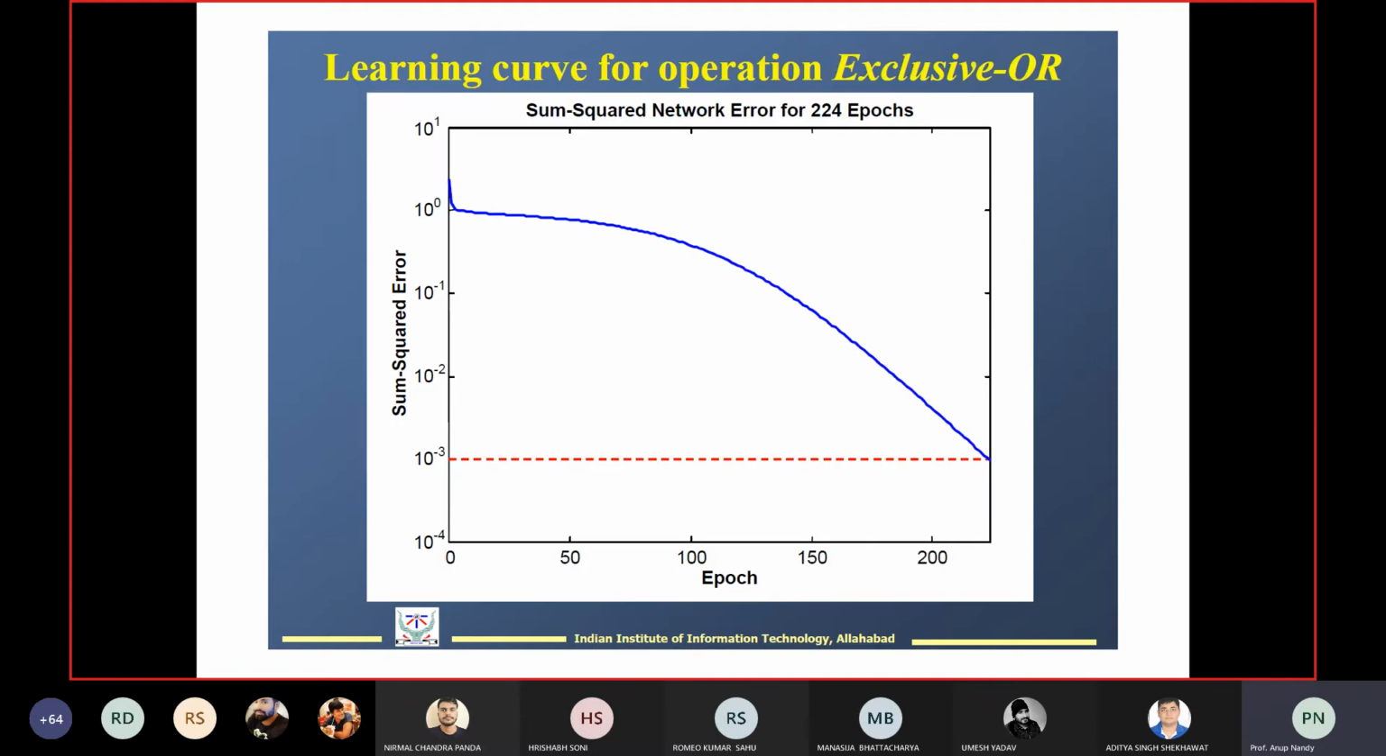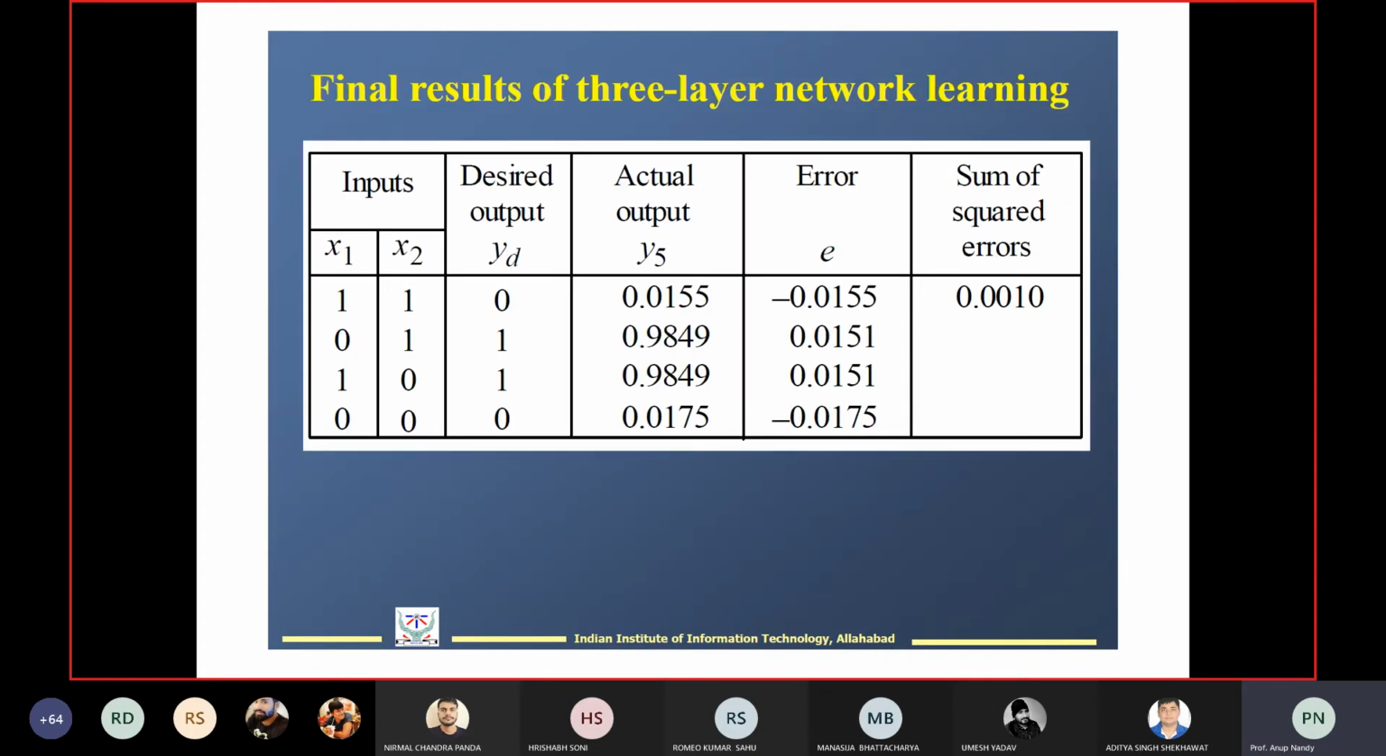Okay, so now there's a learning curve, with that many epochs. If you see that your sum of squared error is reducing, as you can see the error is reducing, and when the sum of squared error is 10 to the power minus 3, then you can stop it. Okay, so this is the way people use it.